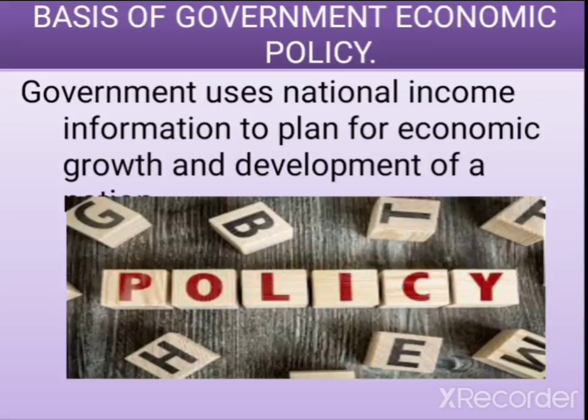The information the government gets from the national income accounting, probably the per capita income or the gross national product, if the government discovers that there's a lag in the economy, the government can now use this information to make policy to ensure that the economy grows.